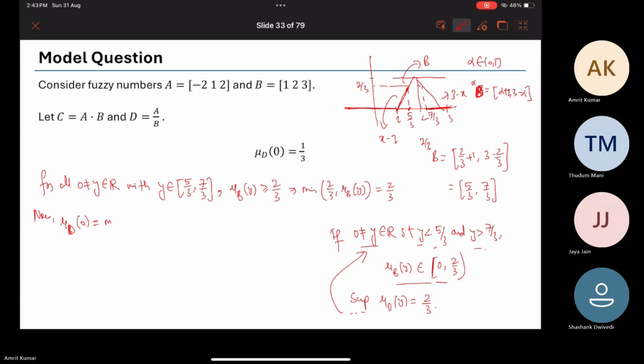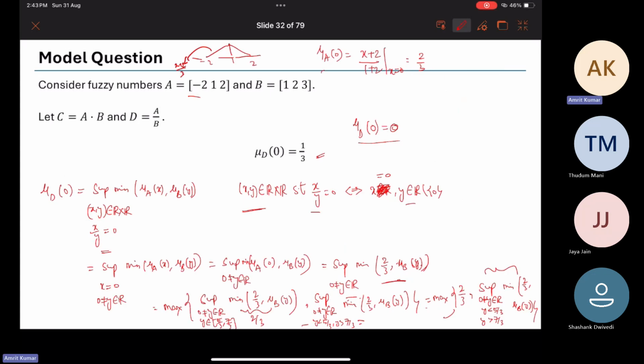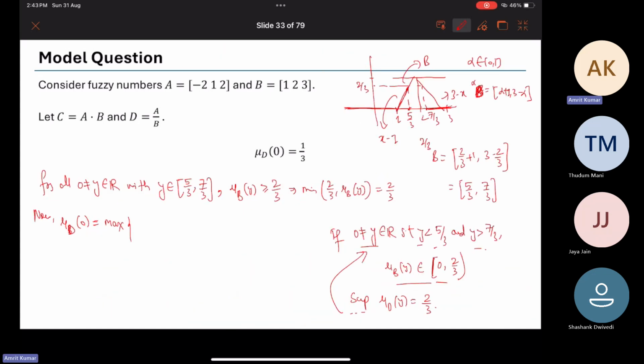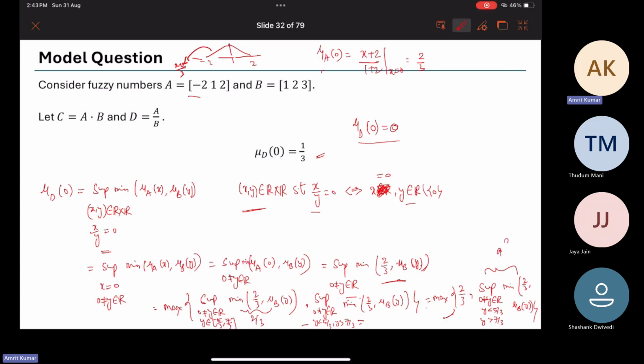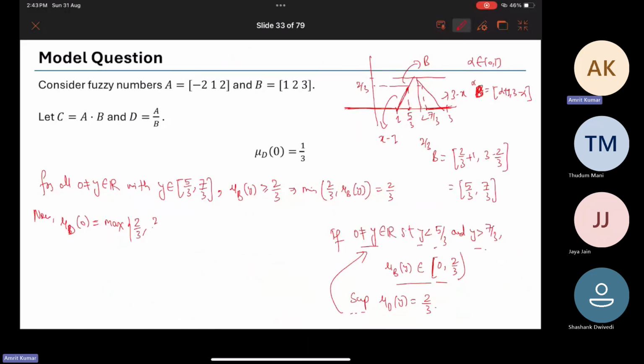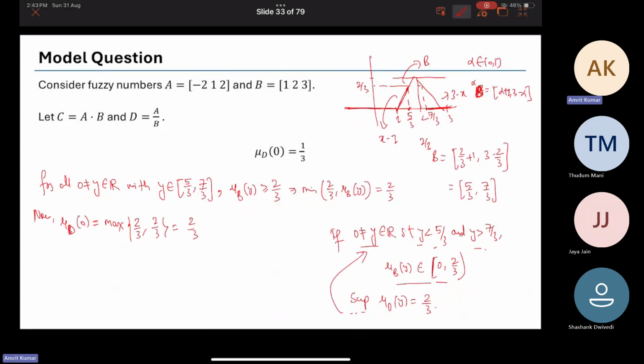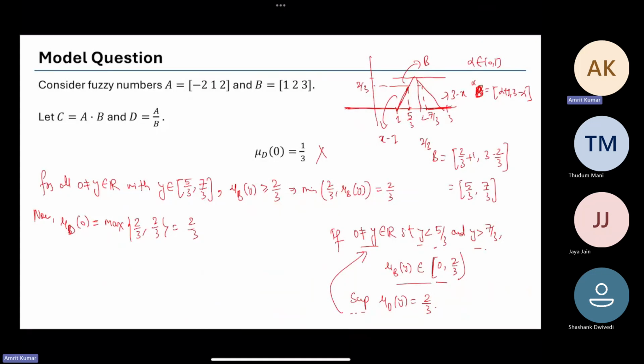Therefore, this membership value of 0 in D, which was this particular quantity, is nothing but 2 by 3, and the second supremum also came out to be 2 by 3. So this is again 2 by 3. And therefore, this option is wrong because it says that the membership of 0 in D is 1 by 3.